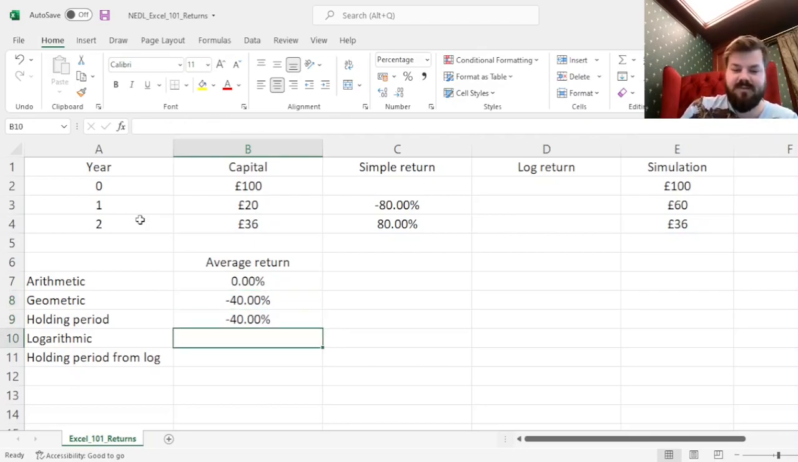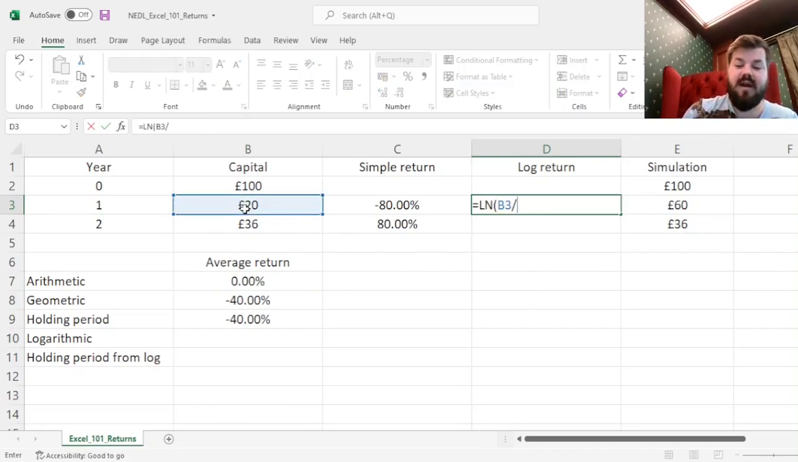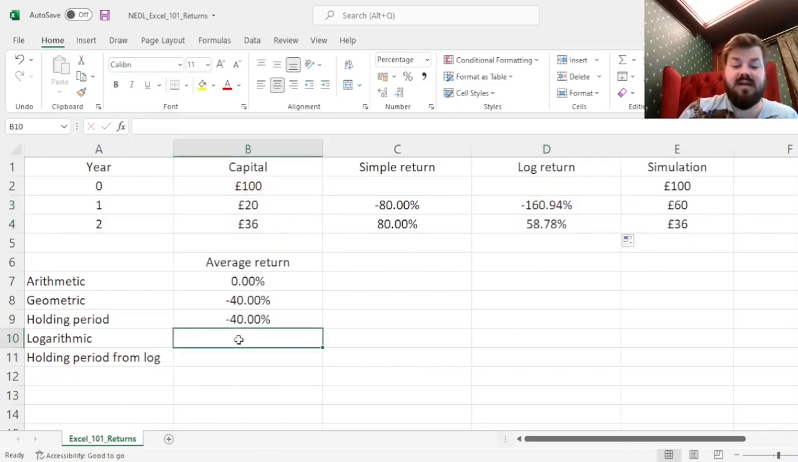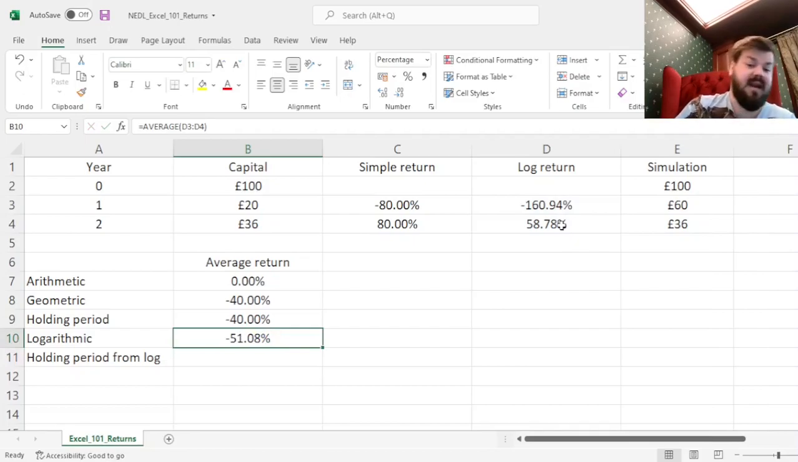However, what academics use quite often is calculating log returns by taking the natural logarithm of the ratio of the prices, or the values, and then calculating the simple arithmetic average of the logarithmic or log returns. That gives us a negative number, quite a bit larger in magnitude than the holding period or geometric return.